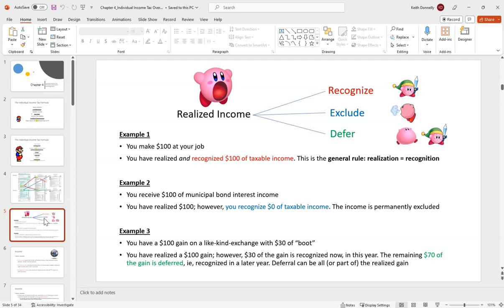So muni bond interest income, right? We realize $100 of muni interest. It's an economic income. However, we exclude all of that. In other words, we don't recognize it on the tax return because there's a provision that lets us do that. Similarly, deferral, what's going on here? This is kind of like kicking the can, right? We're not going to recognize the income in the current year. We're going to kind of kick the can, punt on it until a later year to recognize it.